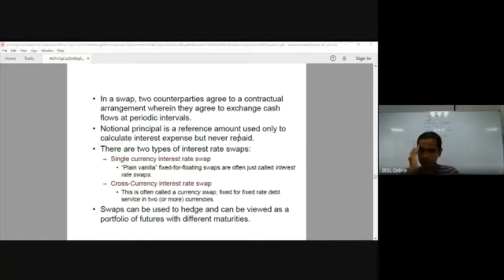Okay, now the other type is cross currency interest rate swaps. Okay, single currency interest rate swap.